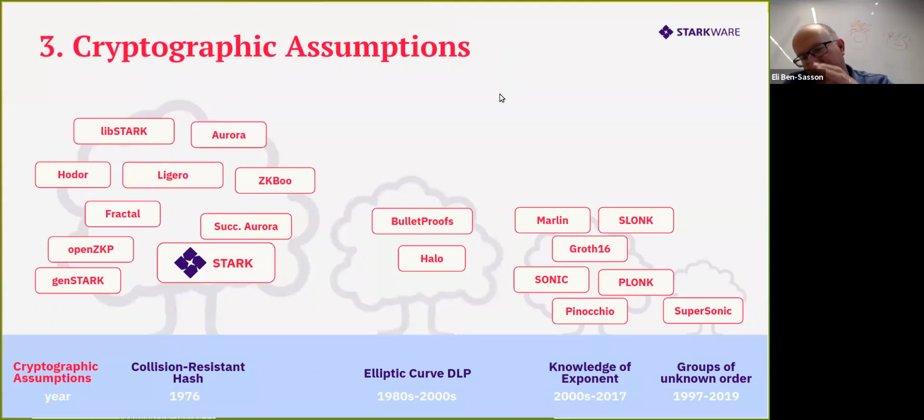There are 4 general classes of cryptographic assumptions you could use: collision-resistant hashes, elliptic curve discrete log problem, knowledge of exponent, and groups of unknown order. And the further you move along this axis, the newer the assumption and the less usage it has seen. So let's move to the next slide, please.